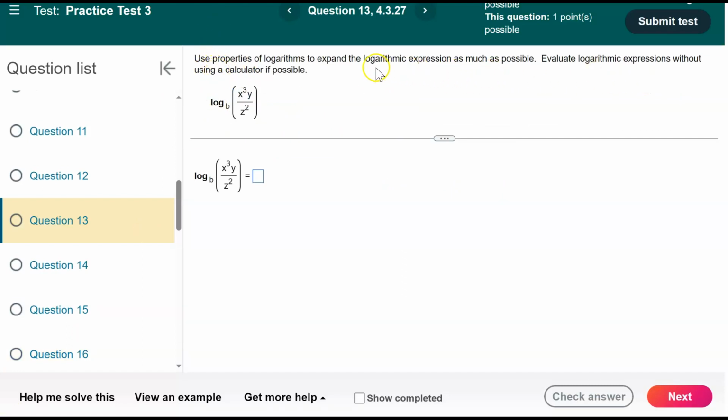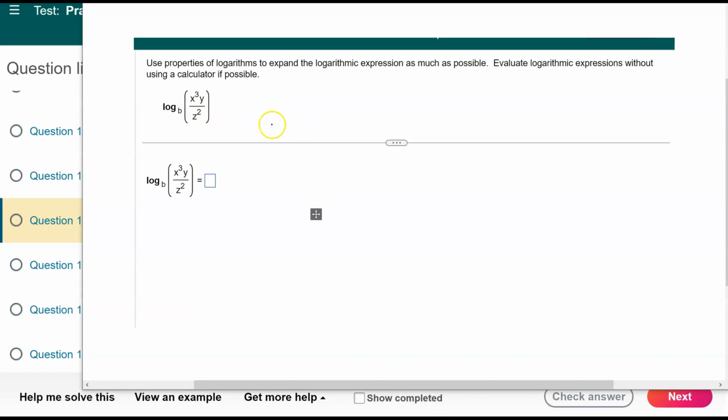So again, let us expand the following expression using the properties of logarithm. To do that, first let's apply the quotient rule, so this over this. That means log of x cubed y minus log of z squared base b. Then you copy the base. Next, we're not done yet. We are going to apply here the product rule.